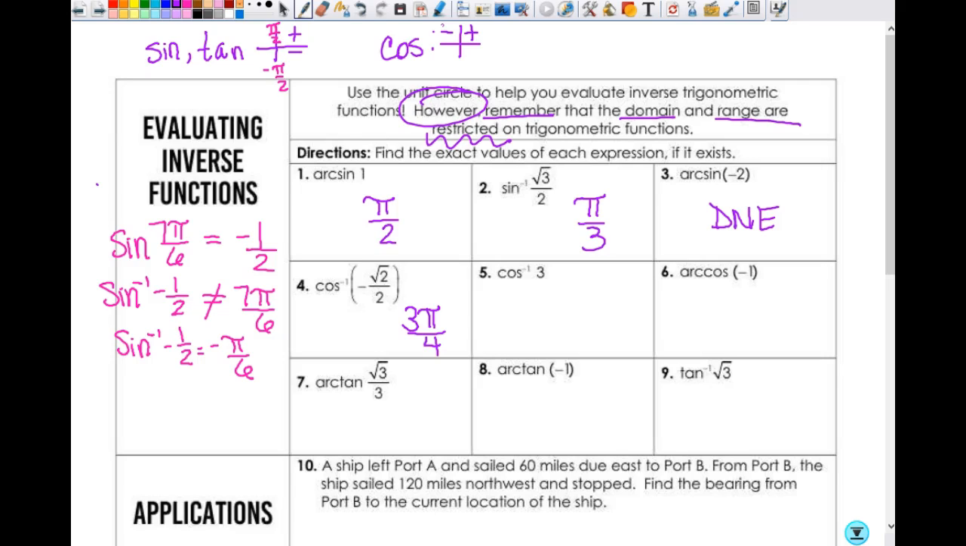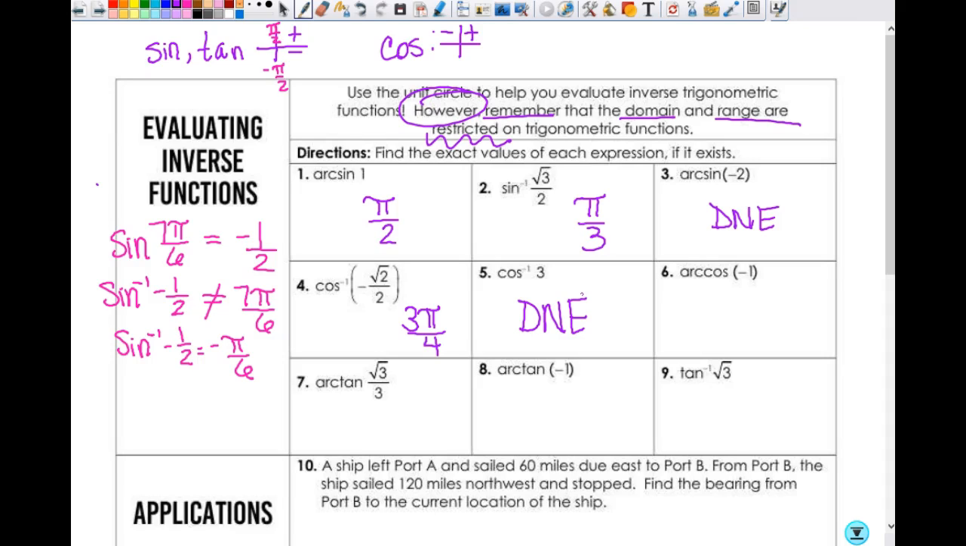Okay. So cosine inverse of 3 does not exist because you cannot take the inverse cosine or sine inverse of anything bigger than 1. But remember for tangent though, it's negative infinity to infinity, so you got lots of options.